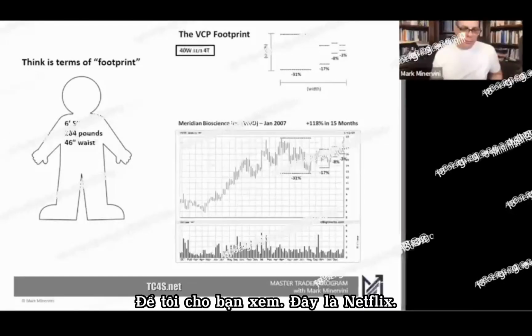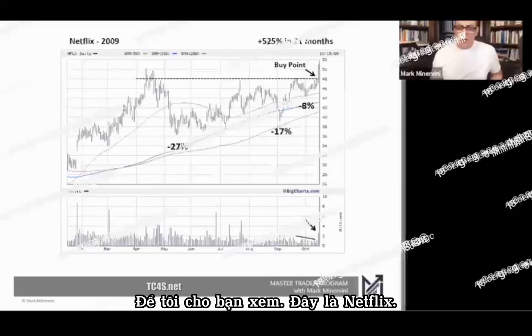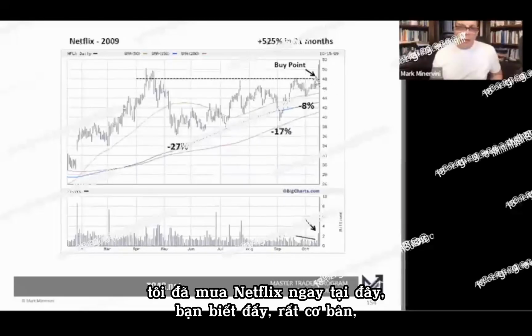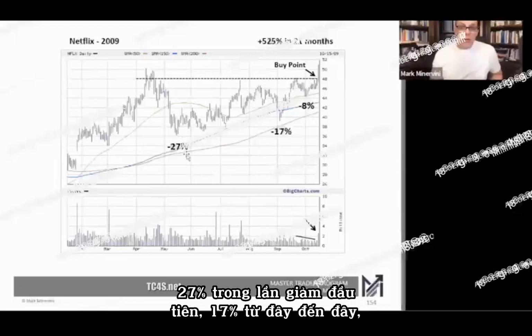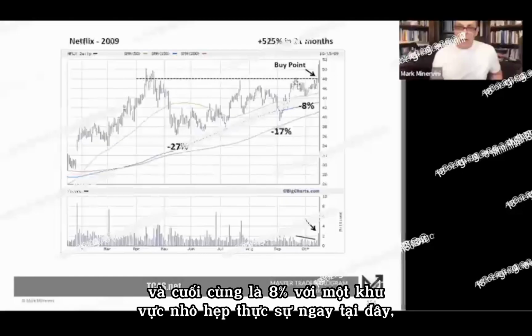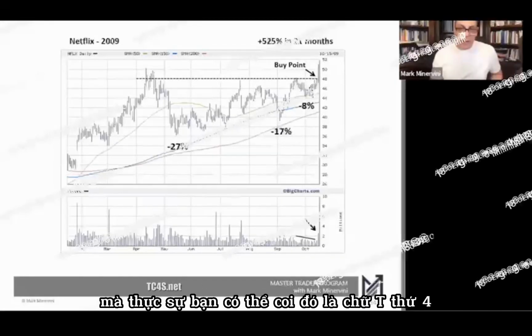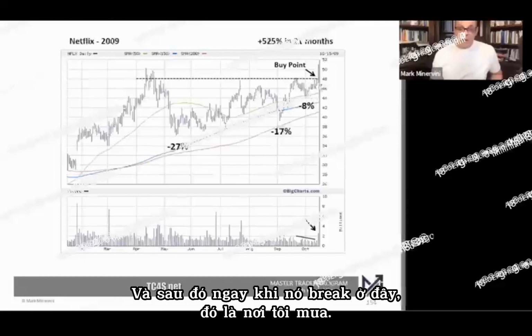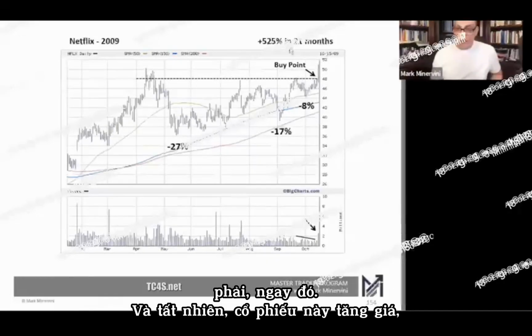I'll show you. Here's Netflix. So I was buying Netflix right here, and quite basic, 27% in the first decline, 17% from here to here, and finally an 8% with a real little tight area right here, which you could probably call a 4T. And then just as it comes out of here, that's where I'm buying. I'm buying right there. And of course, this stock went up.